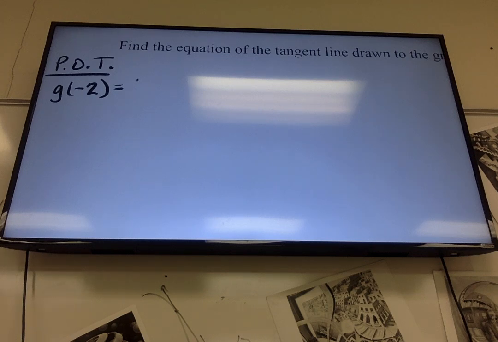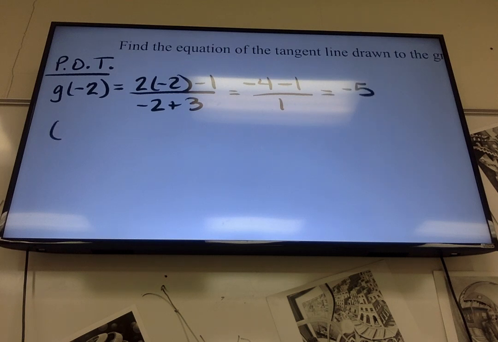Okay, so it's 2 times -2 minus 1 over -2 plus 3. That's -4 minus 1 over 1. I got -5. But there's our point of tangency.